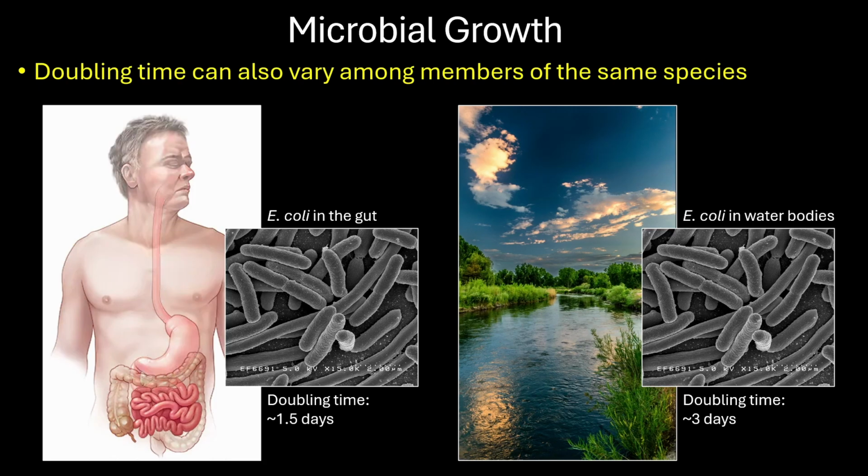So E. coli, for example, E. coli living in our gut, the doubling time for that is around 1.5 days when it lives inside of our intestines, which is actually a pretty good environment for it to be living in. It's a pretty nice place for E. coli anyway. But if that same E. coli is living in water bodies, just the local rivers or streams or ponds or lakes, which it can survive in, the doubling time is doubled. So instead of it being about 1.5 days, now it takes about 3 days in this less ideal environment.